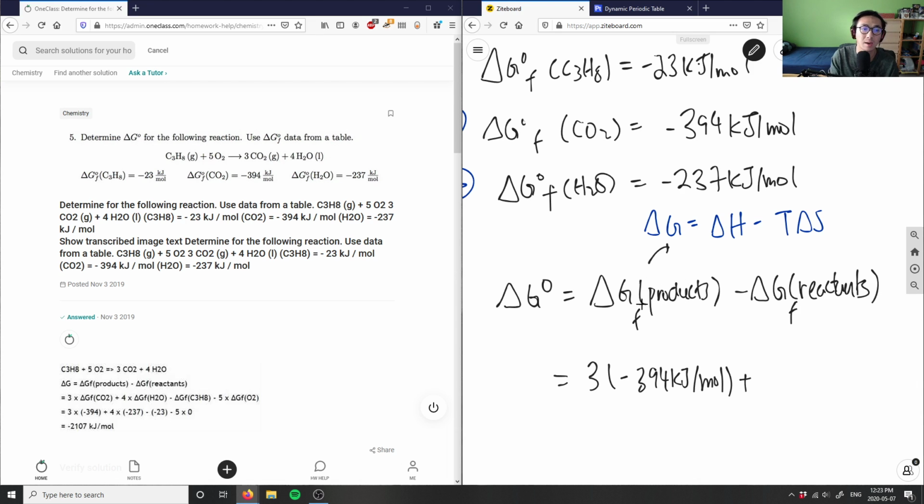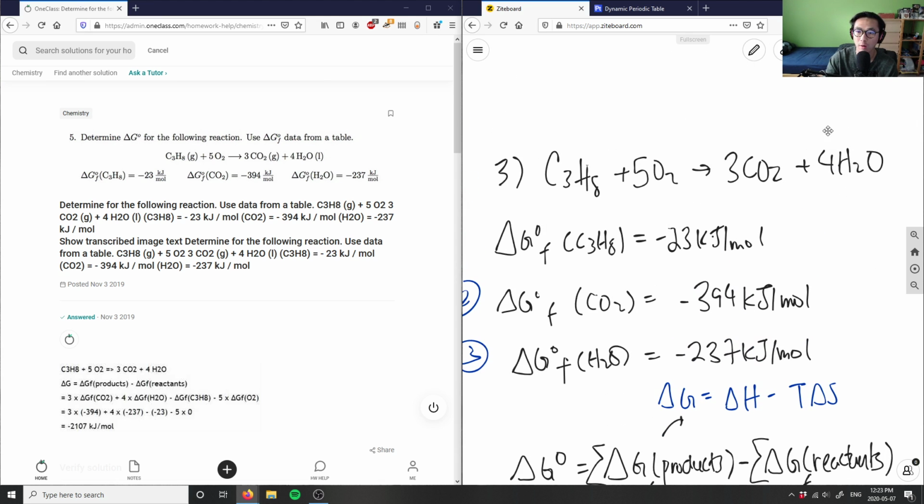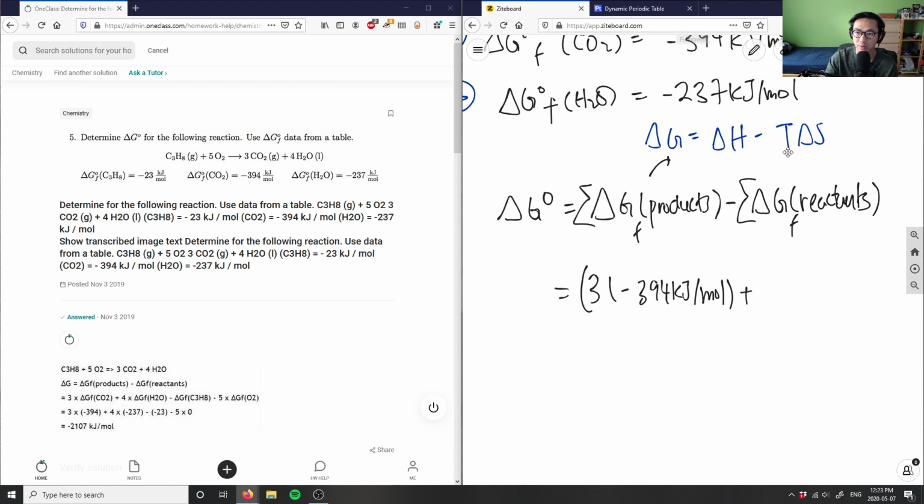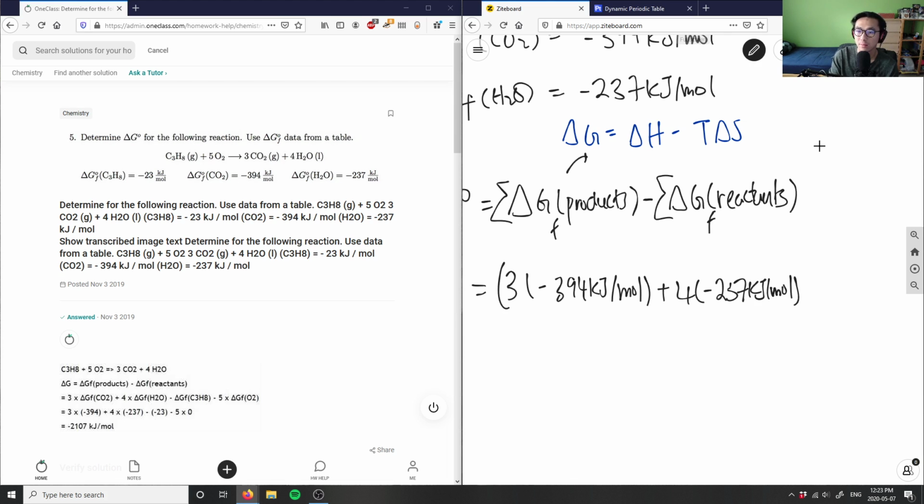Plus, remember, it's a sum of our products, right? So you can say this is a sum, and this would also be a sum, so maybe I'll write the summation here. This is all kind of in brackets, plus the water. I'm also making water as a product, so I have 4 waters, which means I'm making 4 times negative 237 kilojoules per mole. So that's all of that, minus my delta G of formation of my reactants, right?